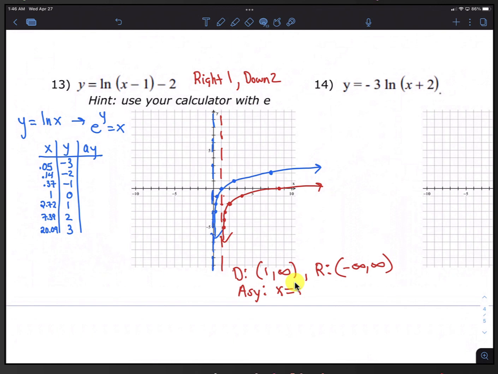All right, that concludes the lesson on the exponentials and log graphs. And you can go ahead and finish the rest of these problems. Go ahead and finish all of the even questions.